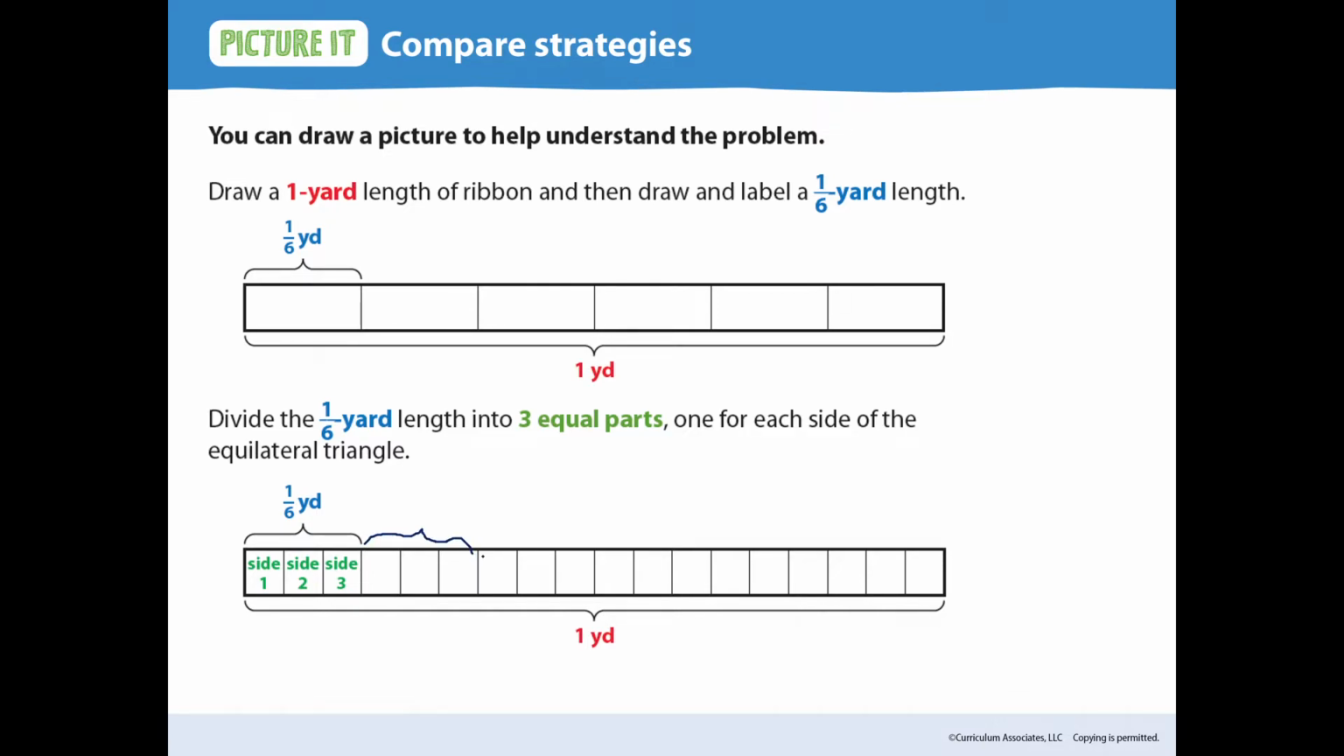There's 2, there's 3, 4, 5, 6. Okay, so there's each of our 1/6 pieces.